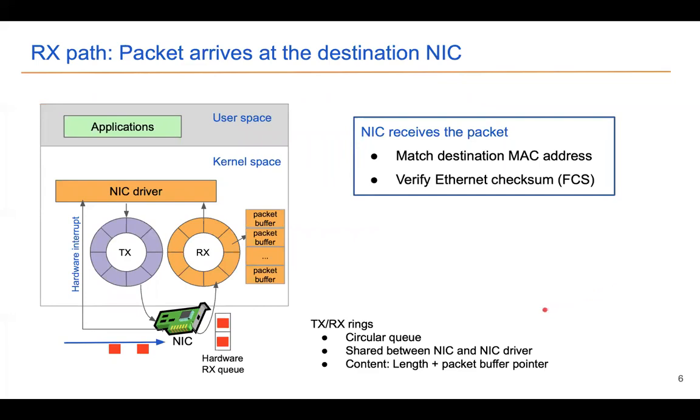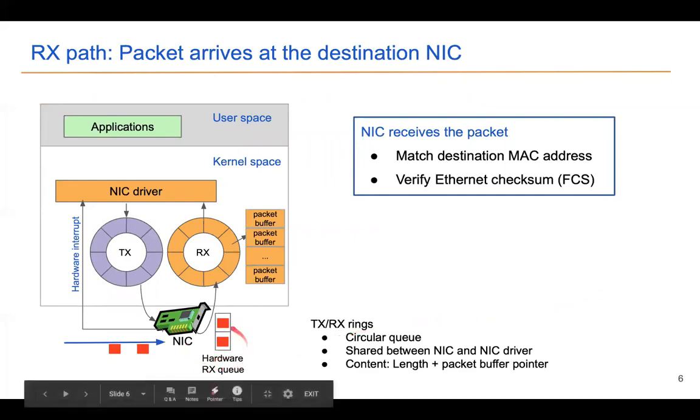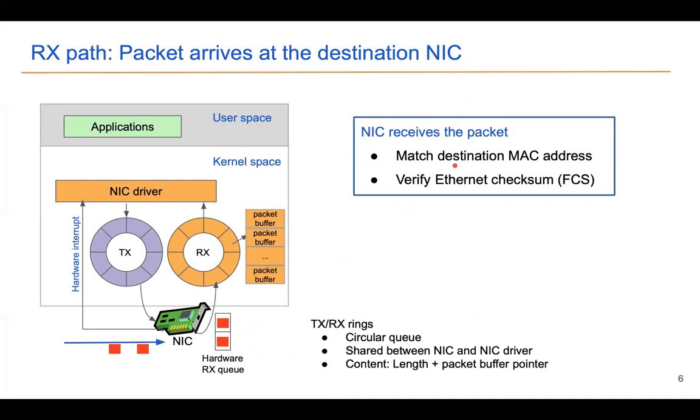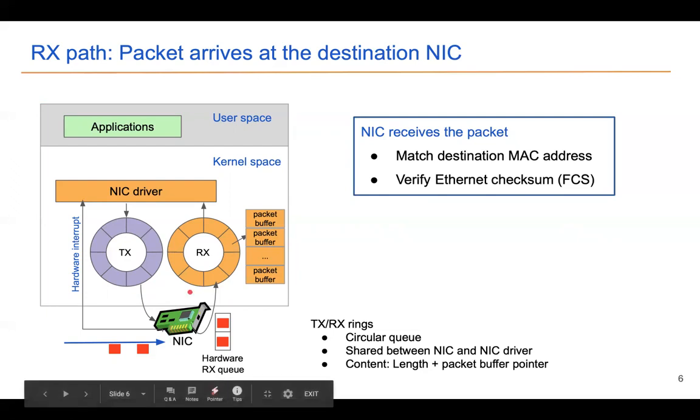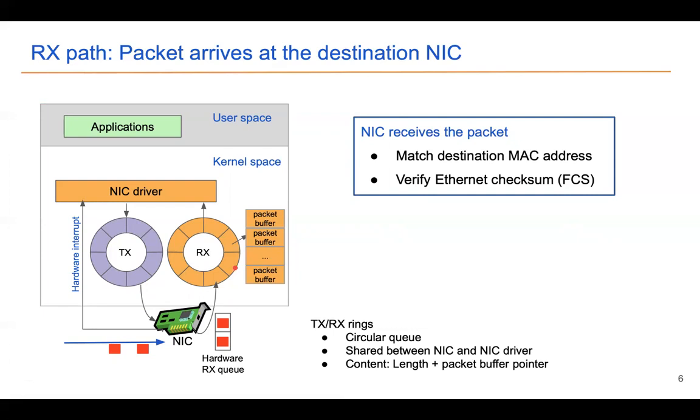The packet arrives at the network card, where it is stored in the hardware receive queue. The NIC matches the destination MAC address with the set of acceptable MAC addresses and validates the Ethernet checksum. How does the NIC driver prepare itself for processing these accepted packets? The NIC driver pre-allocates kernel memory buffers where the packets are stored. The driver also pre-allocates the transmit and receive ring buffers within the memory. A ring is a circular queue that is shared between the NIC and the driver. Each slot in the ring stores the length and the physical address of the packet buffer.